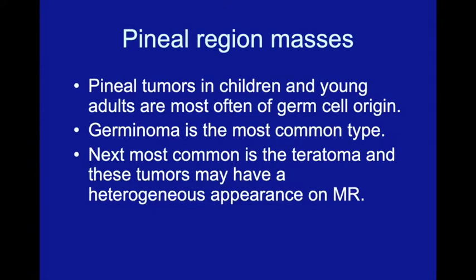Now, the pineal region masses that you're going to see frequently in lectures and in the literature, these are going to focus more on the children, where the germ cell tumors are the most common variation of tumor that you'll see. So germinomas are the most common type of tumor that you'll see in the pineal region in children. And next most common are the teratomas. And the teratomas have a little more heterogeneous appearance on MR than the germinomas.